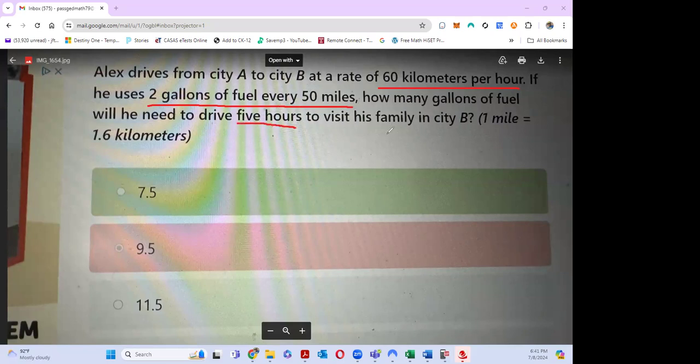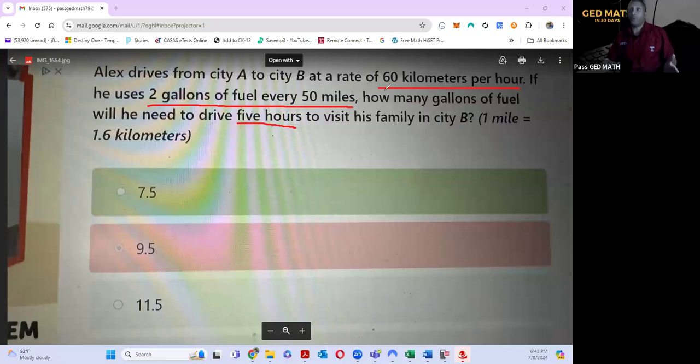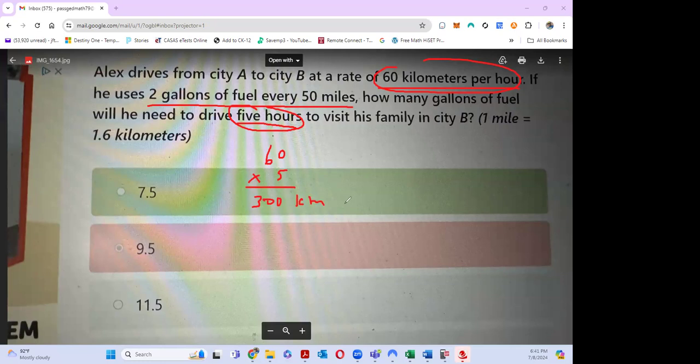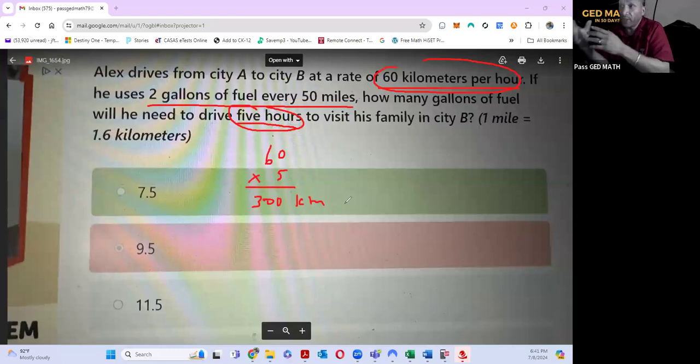That's the question, right? So, first of all, what you need to do is how far did he drive? So, if you're going 60 kilometers per hour and you're driving for 5 hours, 60 times 5 is 300 kilometers. Does everybody understand that? Okay, so that's the first step. How far did the person drive? Drove 300 kilometers.